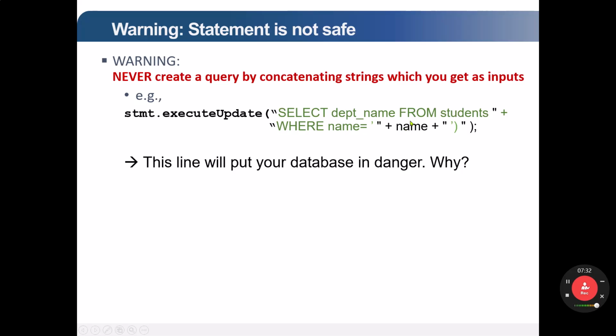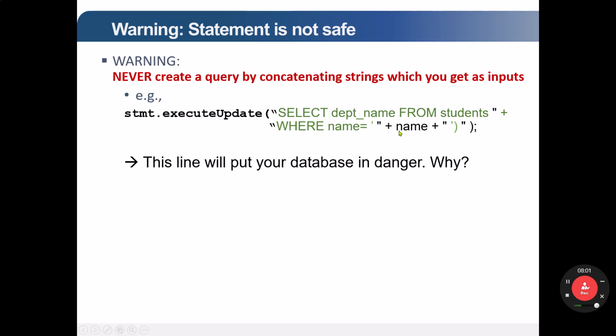So this name is a variable of a string type, and suppose you have a web browser with a text box, and inside the text box, people will write any string. That string will be stored in this variable named name, and the user-typed string will be simply appended to this where clause.